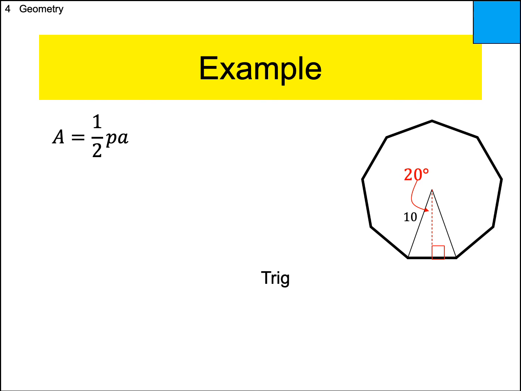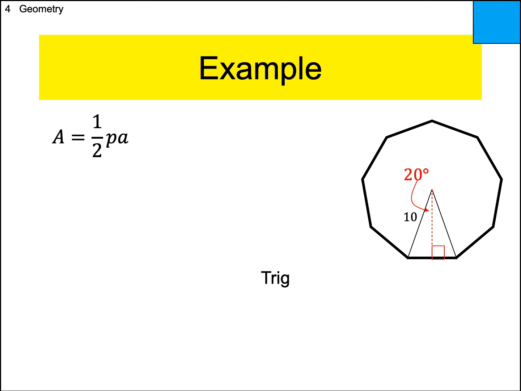So let's see. What am I trying to find here? I'm trying to find the apothem, right? I also need to find the perimeter, so that would be the opposite side. The apothem would be the adjacent side, and the opposite side I would need for the perimeter. It doesn't matter which one you solve first. I'm going to find the perimeter first, so I'm first going to find the opposite side.